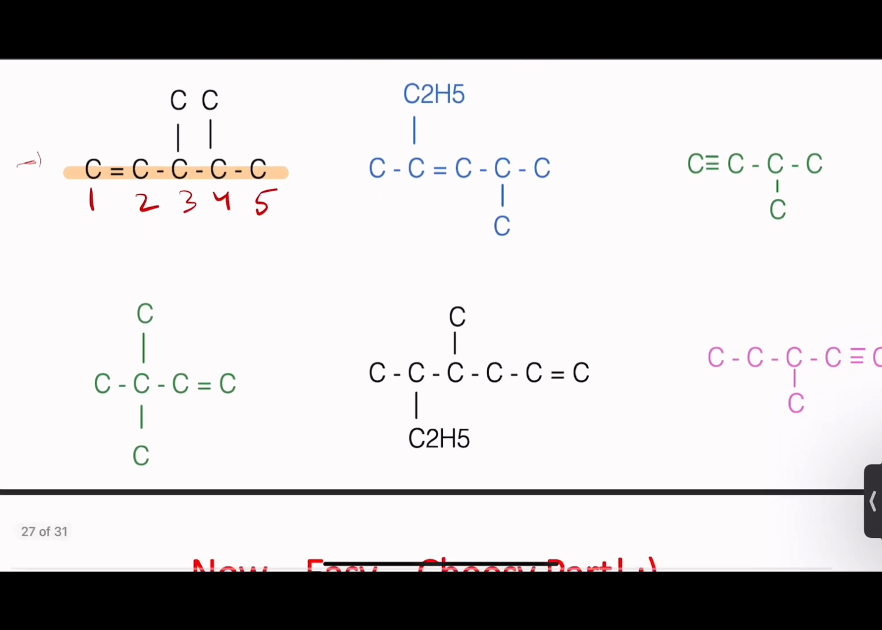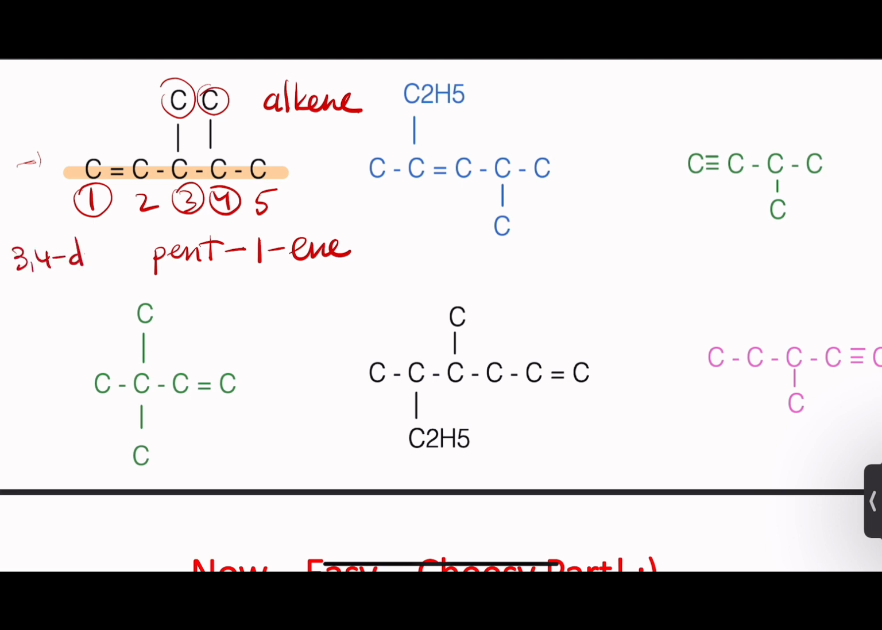So because I have 5 carbons, it'll be pent, my root, and it will be 1, the first carbon where the double bond starts, and it will be ene because it is an alkene, right? I have a double bond. And then because on the third and fourth carbon I have a methyl group, it'll be 3, 4, and then di, because I have 2 of them, dimethyl pent-1-ene.